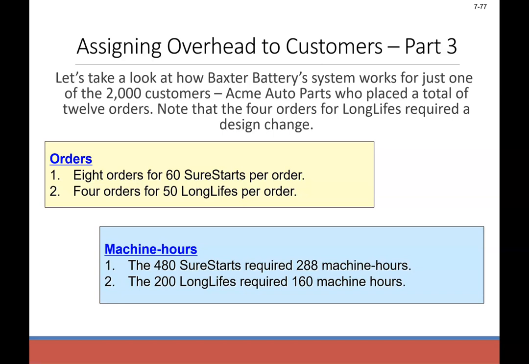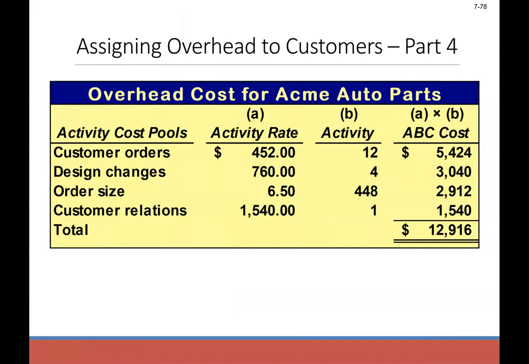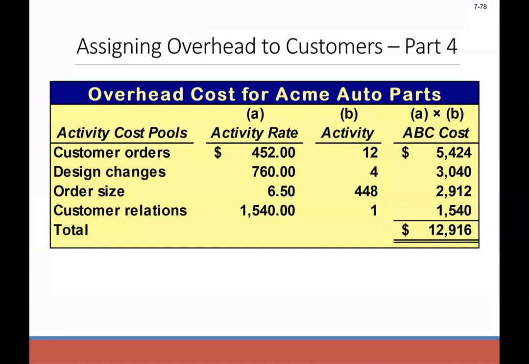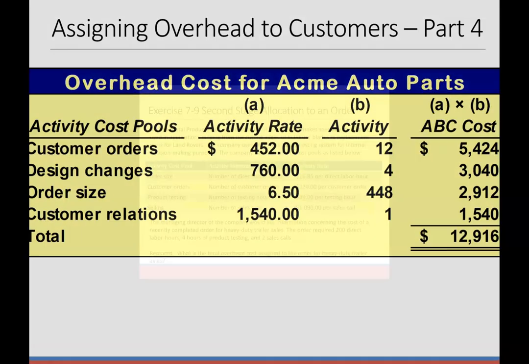So now we can look at one specific customer, specifically what they ordered and what the costs were for this one customer. If you see the customer orders had 12 orders, 4 design changes, the order size, and the customer relations. The cost assigned just to Acme is $12,916. Okay? For just Acme Auto Parts. That's what was assigned specifically for Acme.